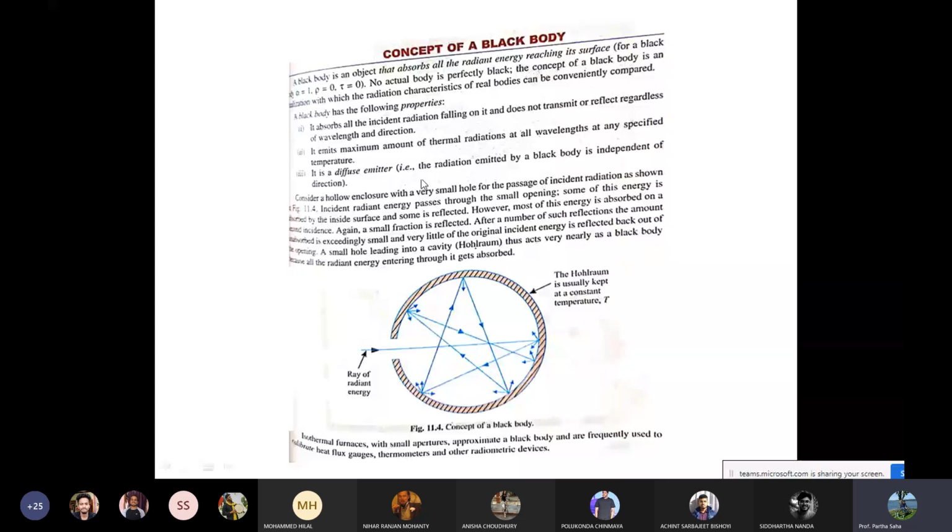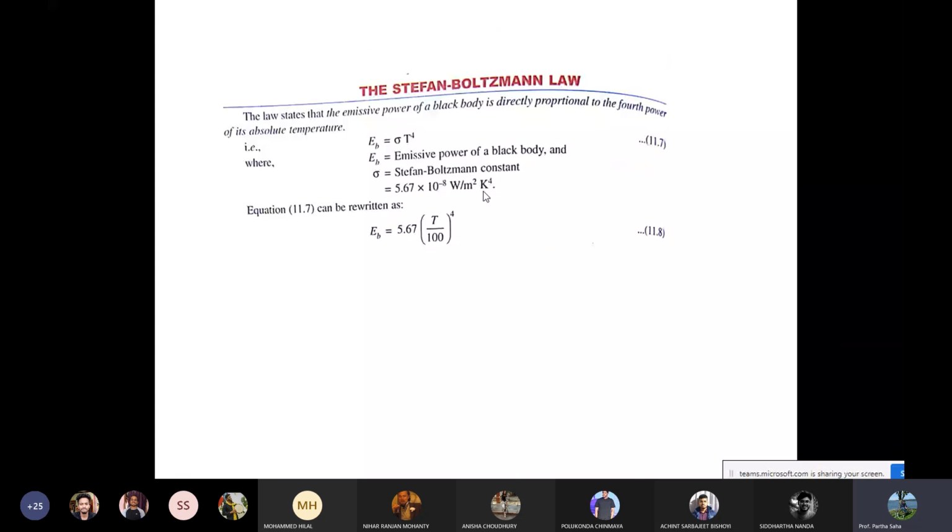I'll not go into details. You can read the slides if you need to know further. Stefan-Boltzmann law. We're going to talk about a different law. I have already discussed it in the very first slide.